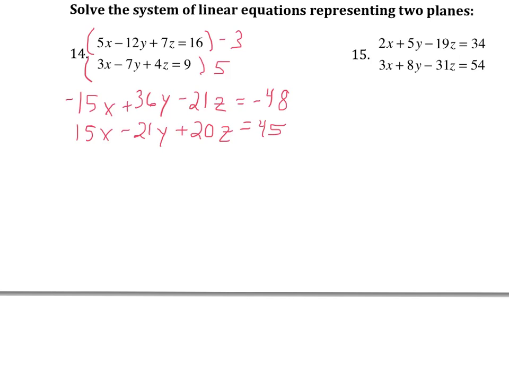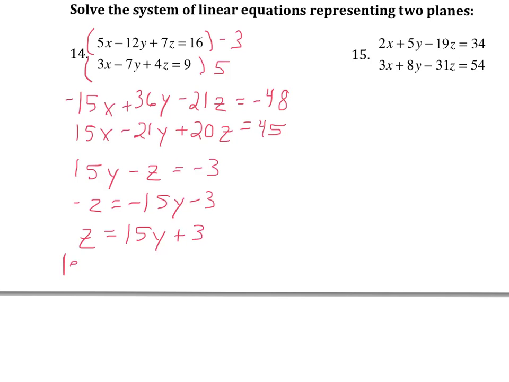So that will leave us with a 15y minus z equals negative 3. So in this case, z is definitely the easiest variable to isolate. So I am going to subtract the 15y and then divide by negative 1. So z equals 15y plus 3.